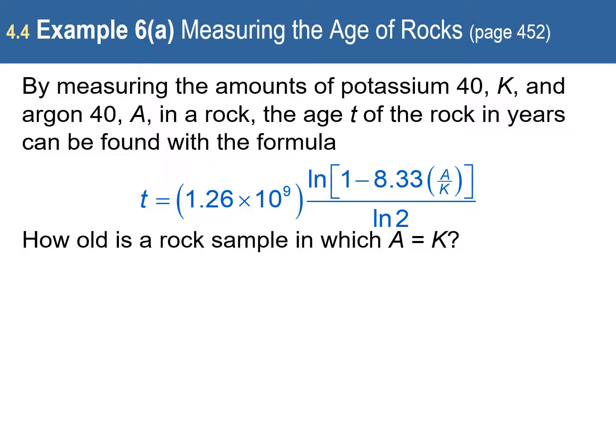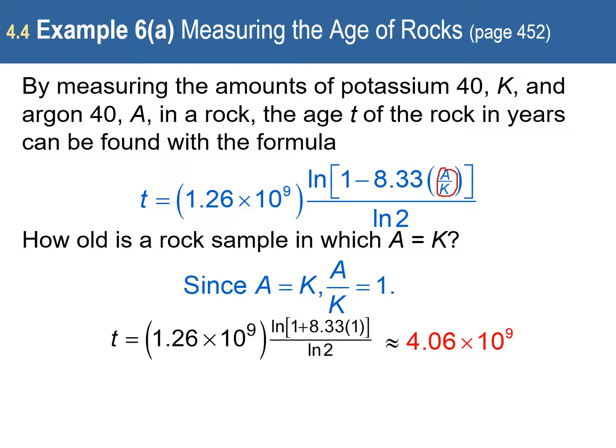Now, by measuring the amounts of potassium-40 (K) and argon-40 (A) in a rock, the age T of a rock in years can be found with this really ugly formula. How old is a rock sample when A is equal to K? Well, when A equals K, then A over K is equal to 1.